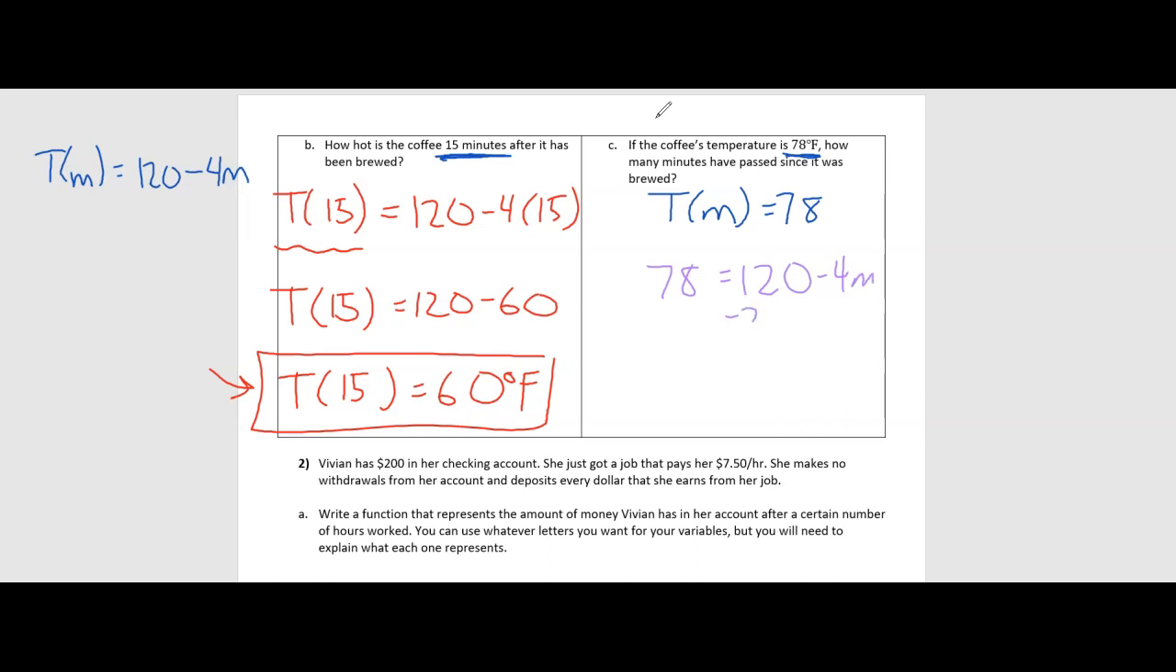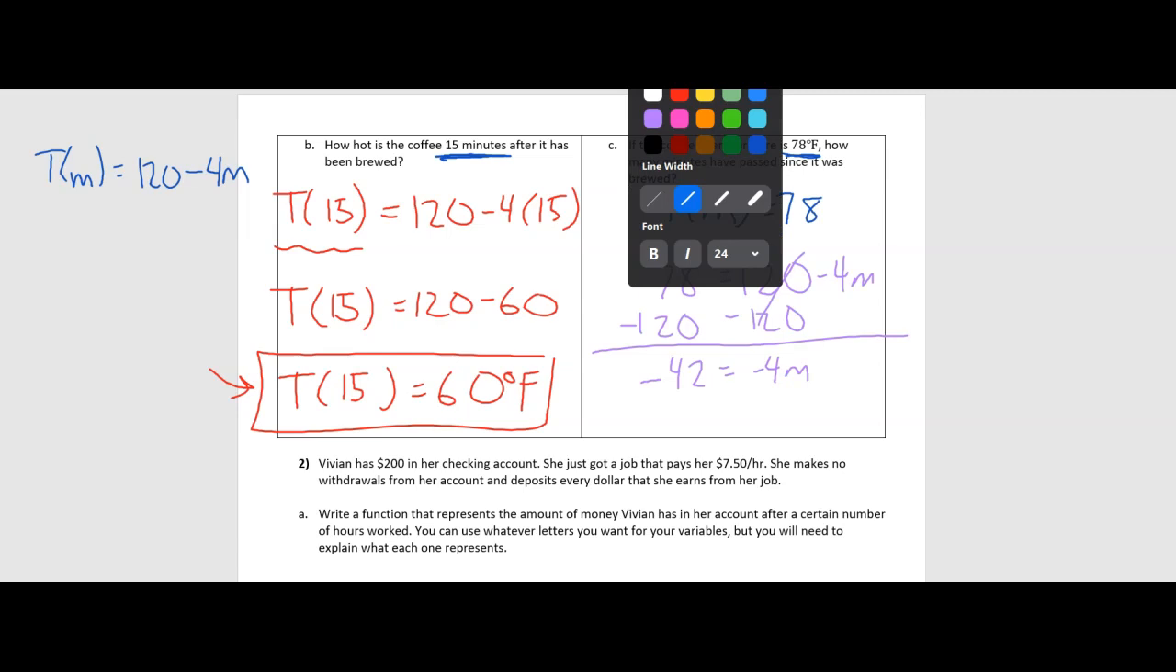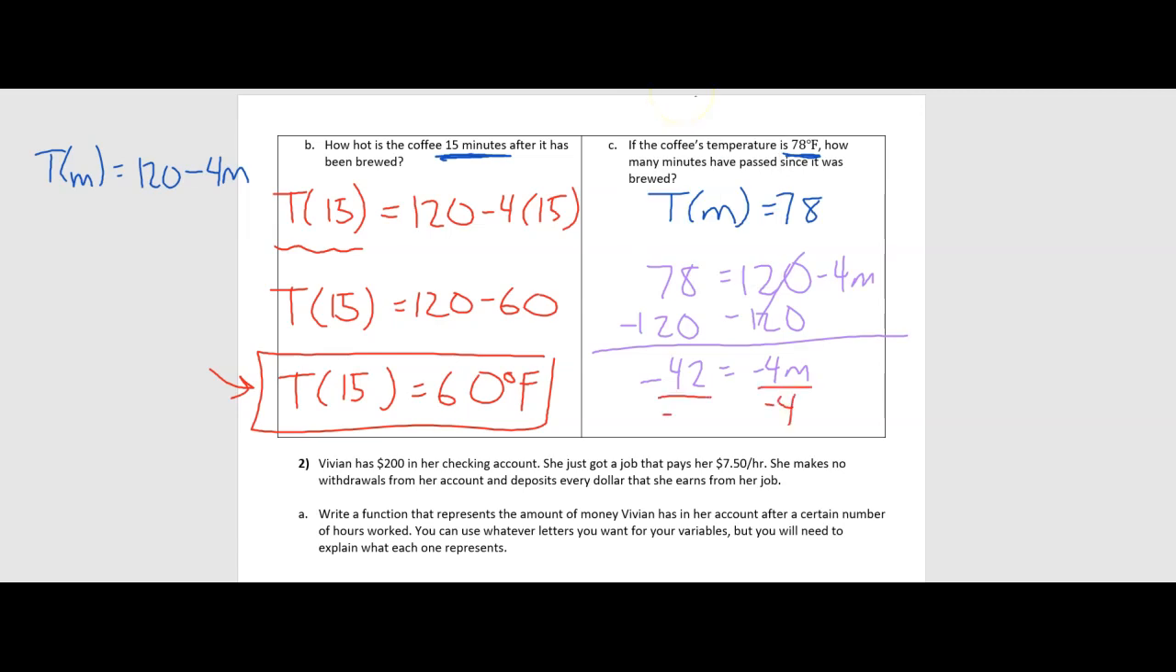So I'm going to subtract 120 from both sides. That gives me negative 42 is equal to negative 4m. If I divide by negative 4, I get 10.5 is equal to m. And we know that this is in minutes. So same thing as for part B.